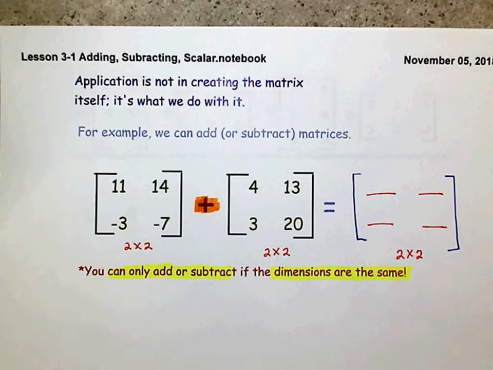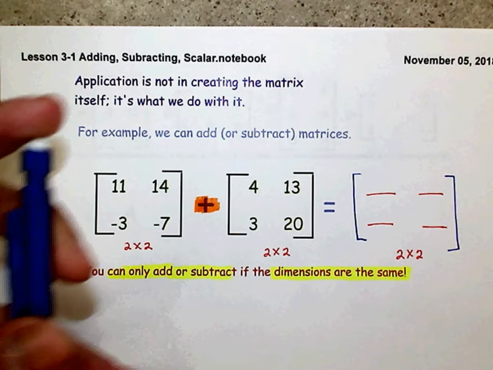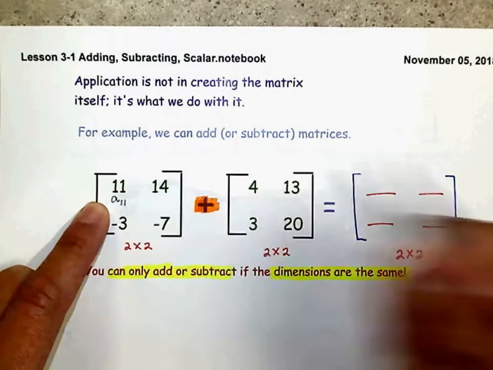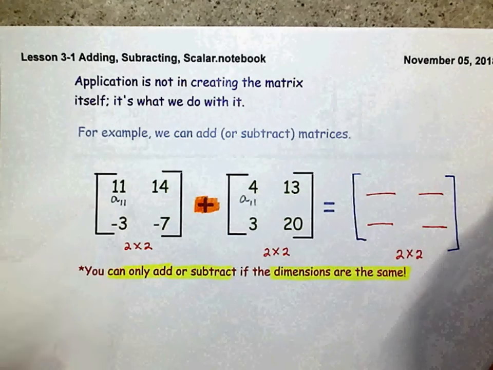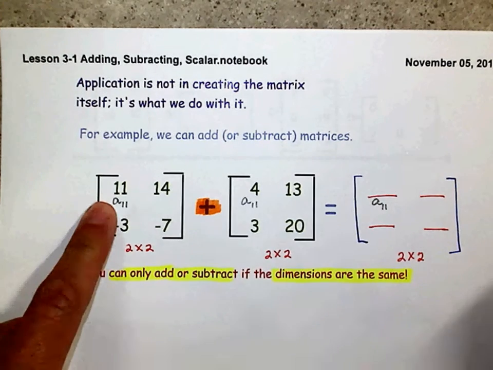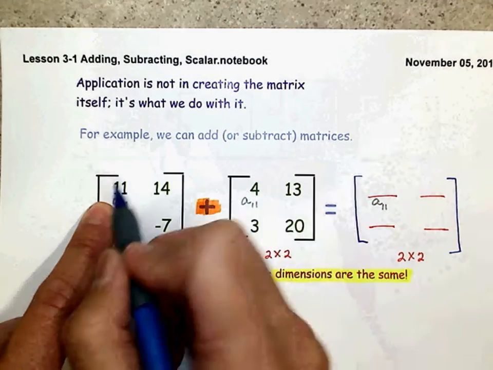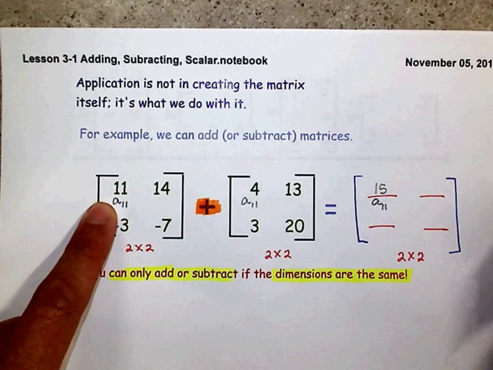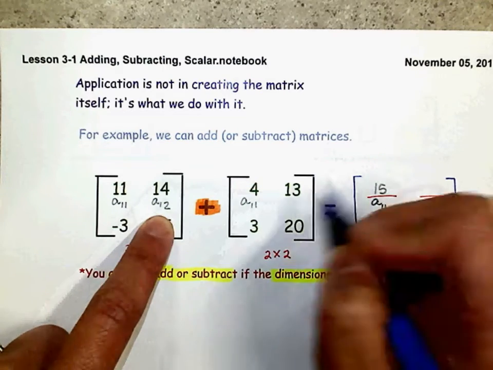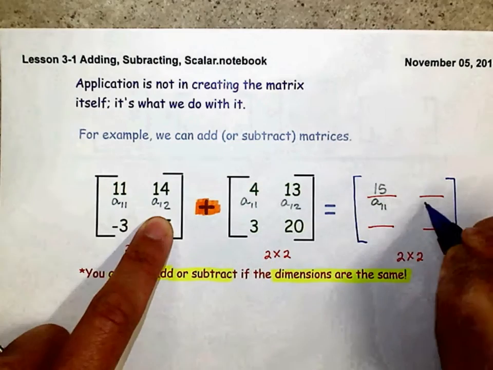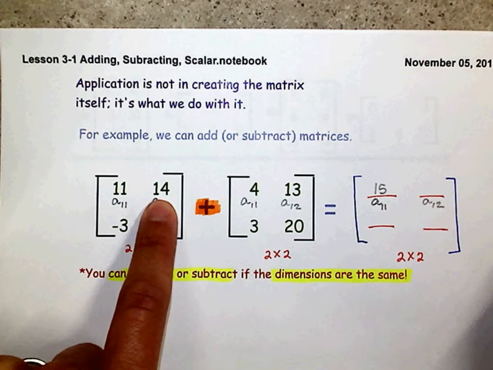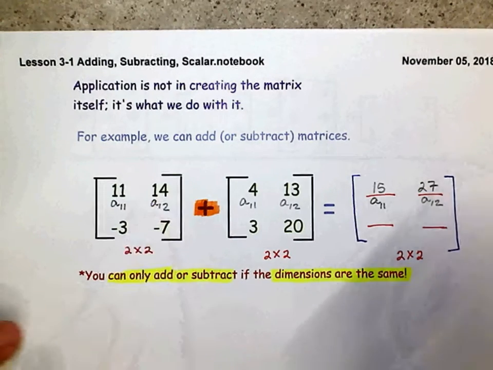All right? Now, how do we add matrices? Well, this one here is first row, first column. And this one is first row, first column. So guess where that one's going to go? First row, first column. So you're going to take 11 plus 4, okay, which is 15. So basically you're going to add the two together. Notice this one is first row, second column. This one is also first row, second column. So this one is first row, second column. Do you see the placement of them? So this one is 14 plus 13, which is 27.